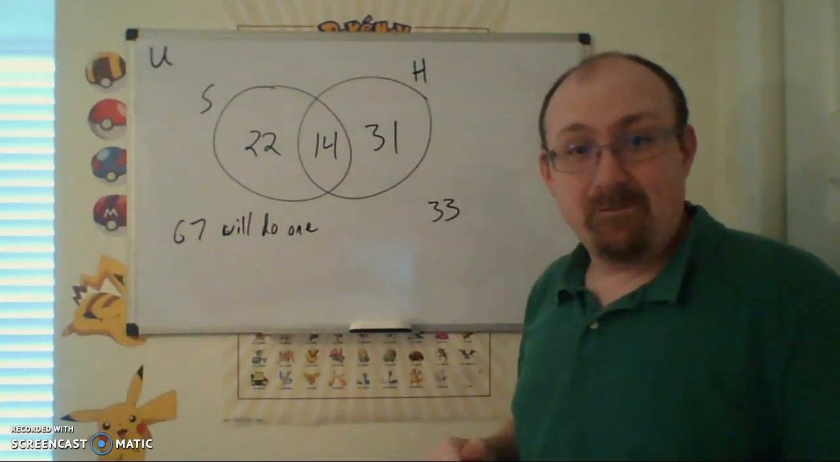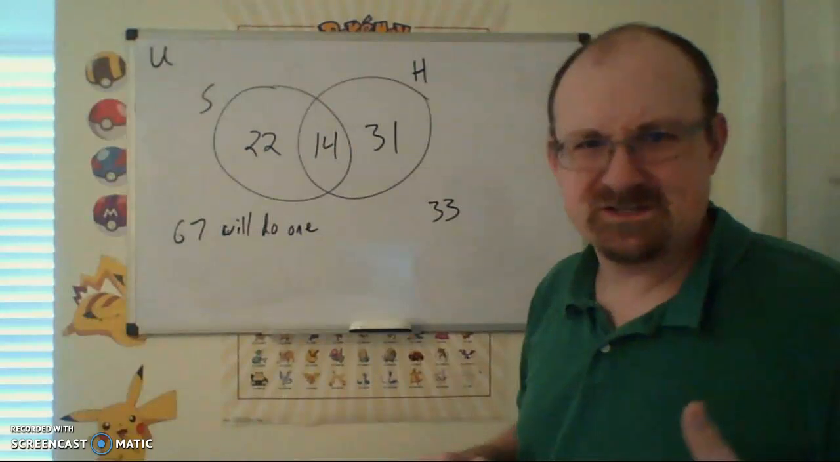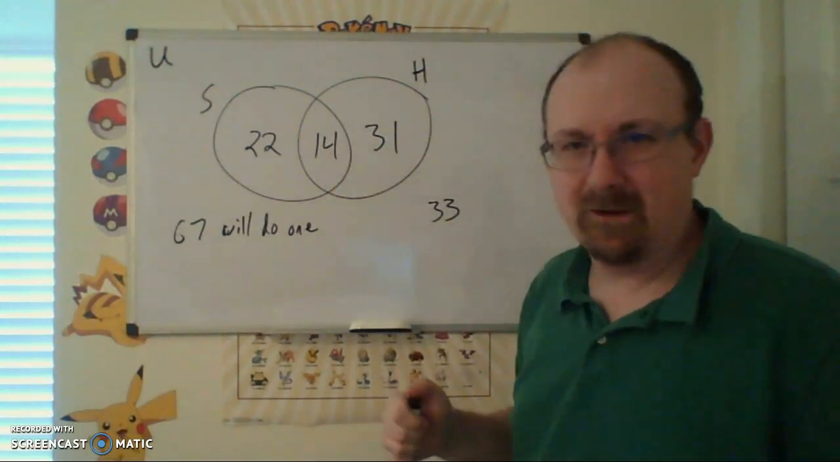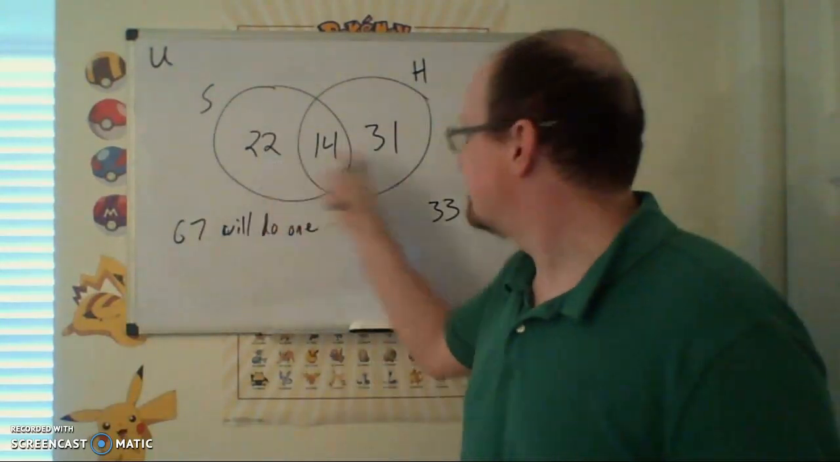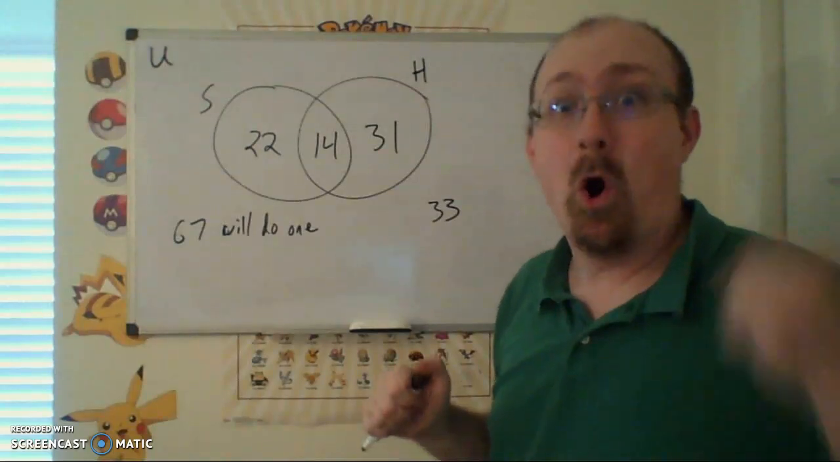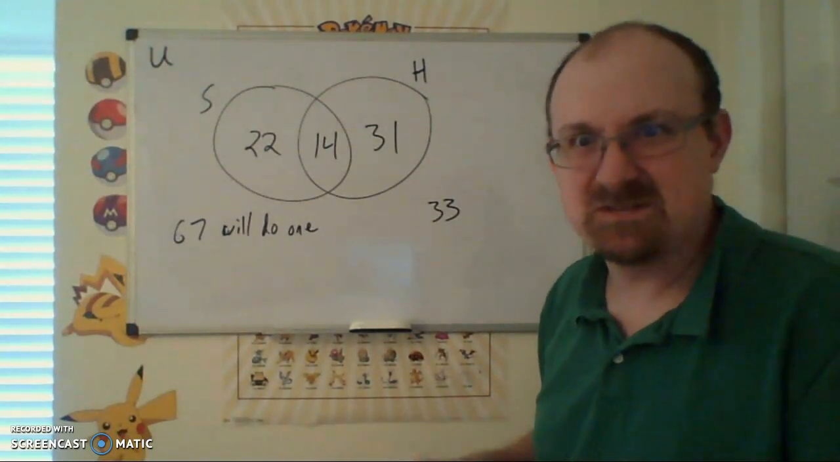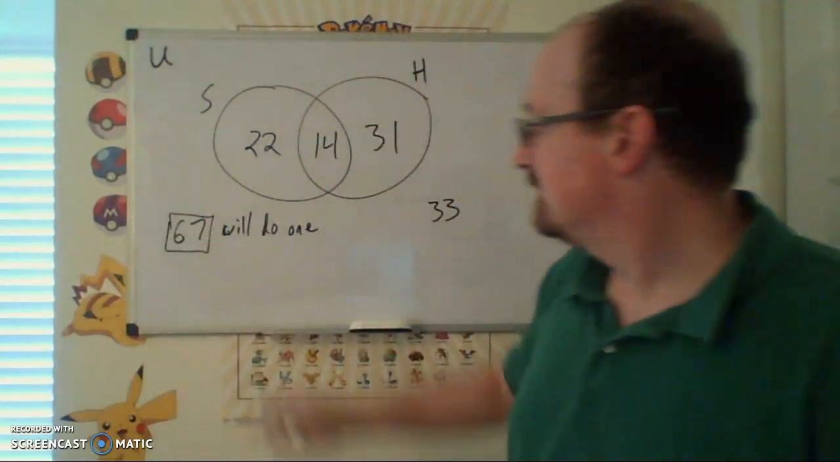So 67 people in total were willing to do one or the other. Again, remember, for the purposes of finite math, or includes and. So no, we're not throwing those out. If I wanted to talk about just these outside regions, I would normally say do only one activity or exactly one activity, something like that. I tend to be very specific with that language. So we have 67 people who are willing to do one.